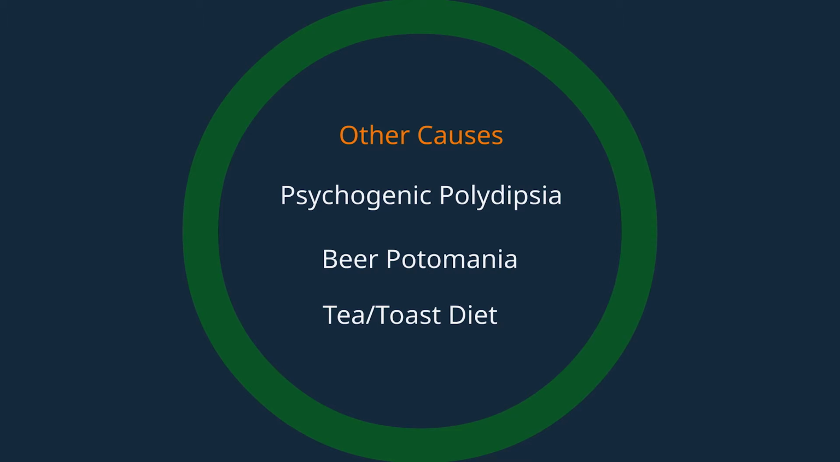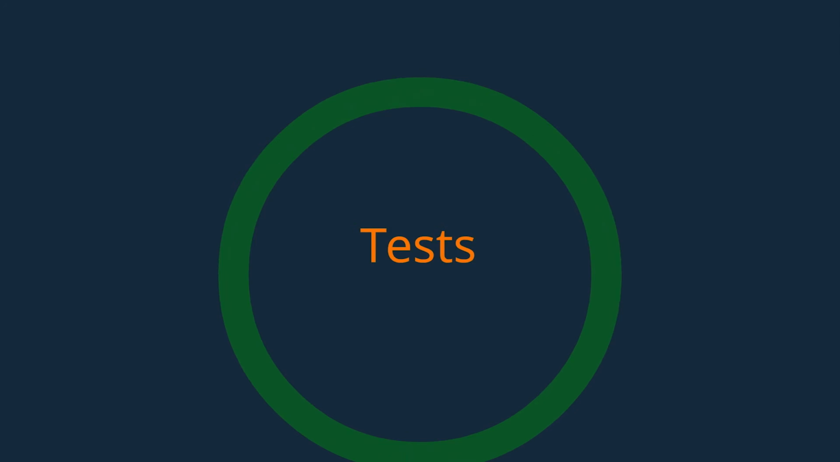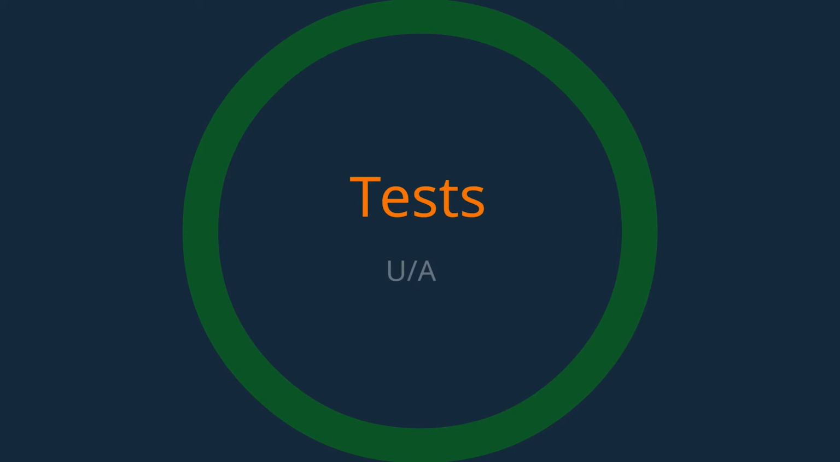These states are defined as overwhelming the system with water, leading to hypotonicity and the absence of ADH as the body attempts to make more urine, particularly dilute urine. Let's talk about the tests now.